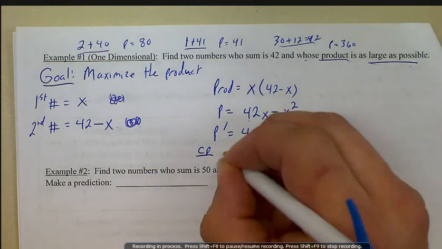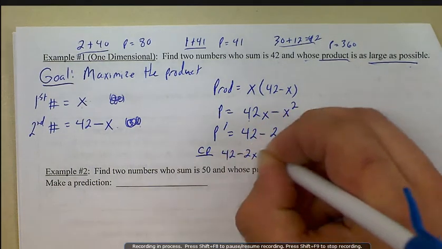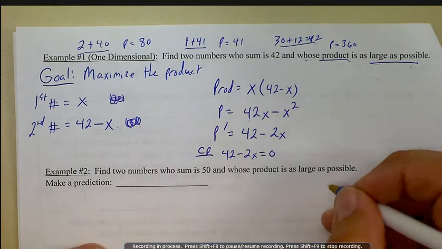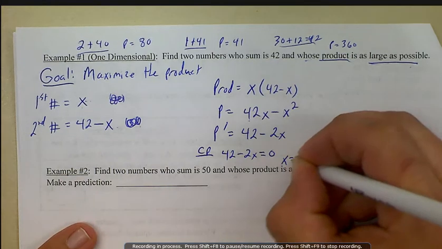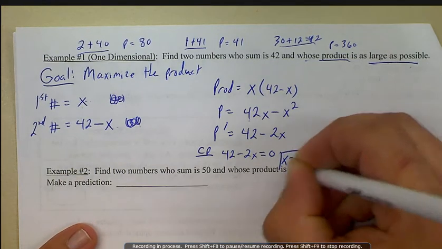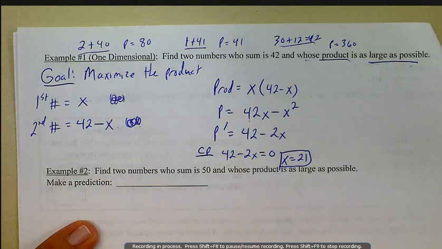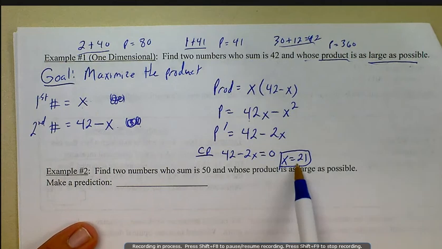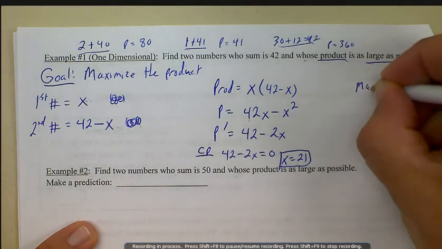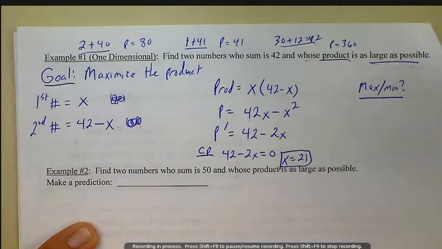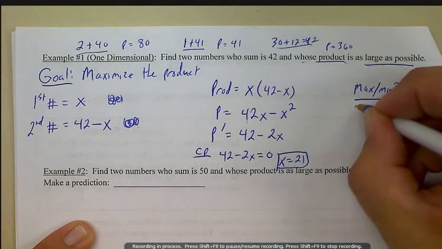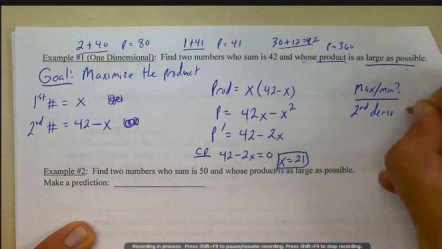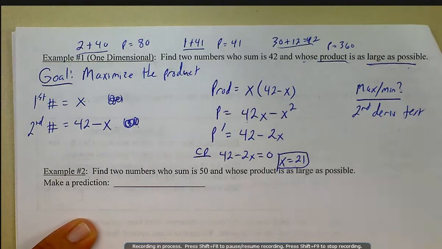In this case, the derivative is 42 minus 2x equals 0, and I get x equals 21. Now, I only have one critical point, so I've got to find out, is it a max or a min? To determine that, I'm going to use the second derivative test. You could use the sign chart if you like, or you could use the second derivative test. I'm going to use the second one.